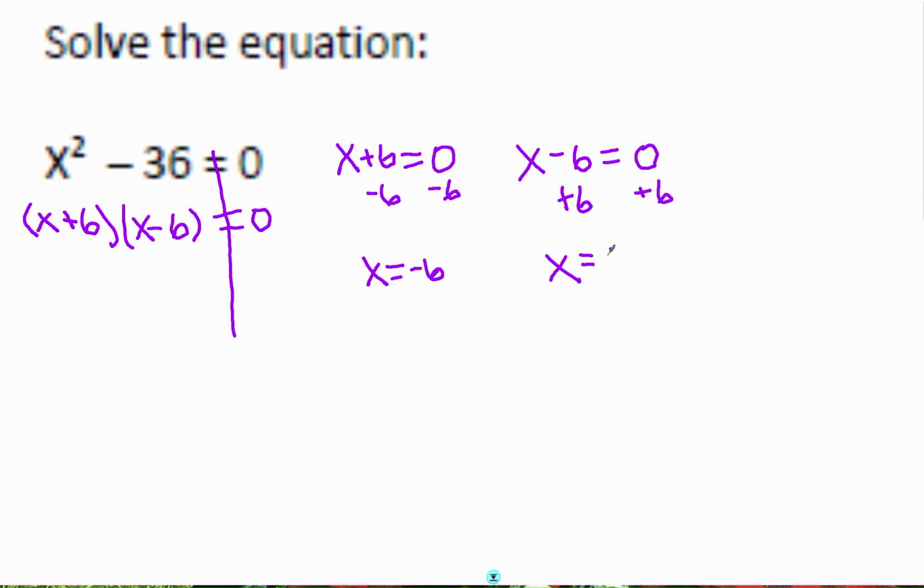So I could write that in brackets as a solution set. And another way you might see this is x equals ±6, which is a shorthand way of saying +6 or -6.